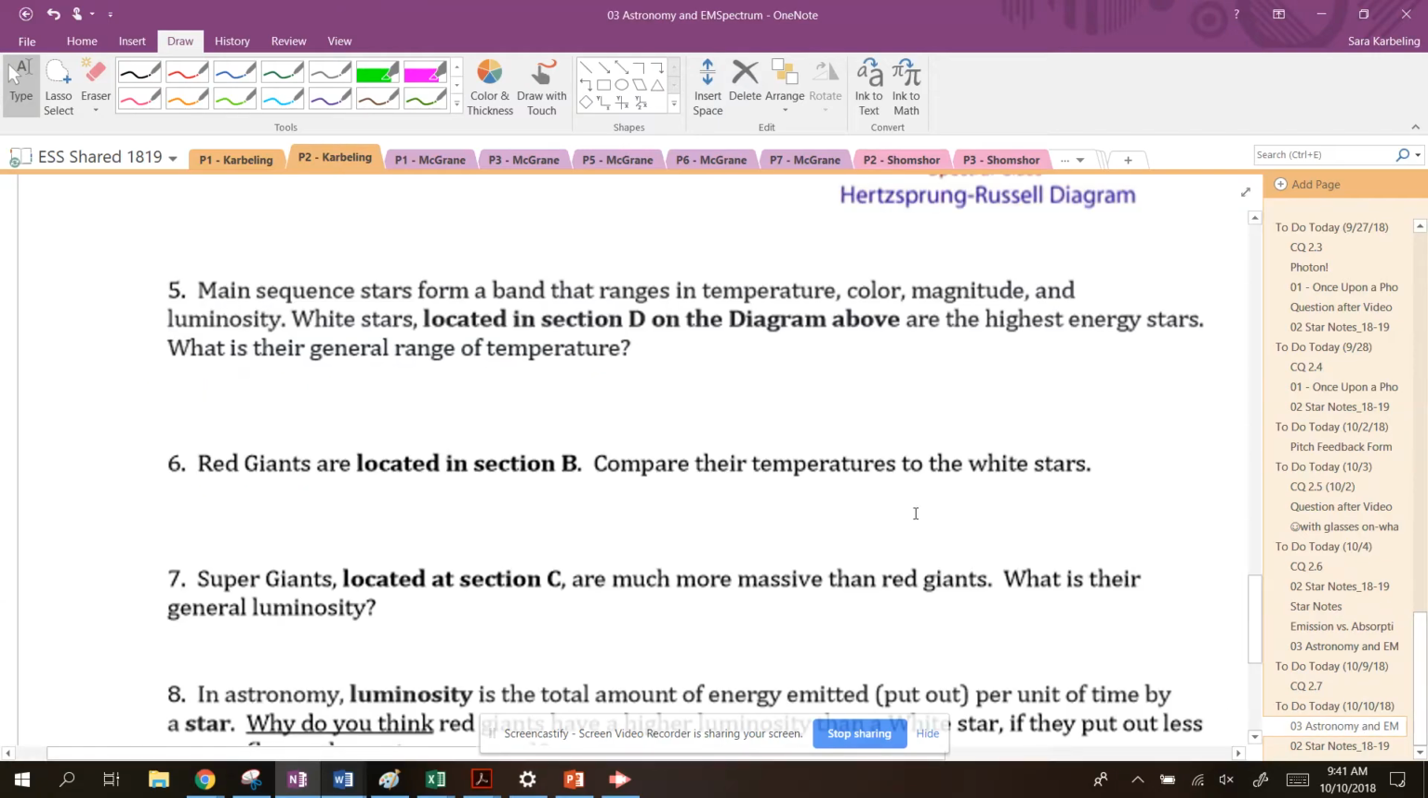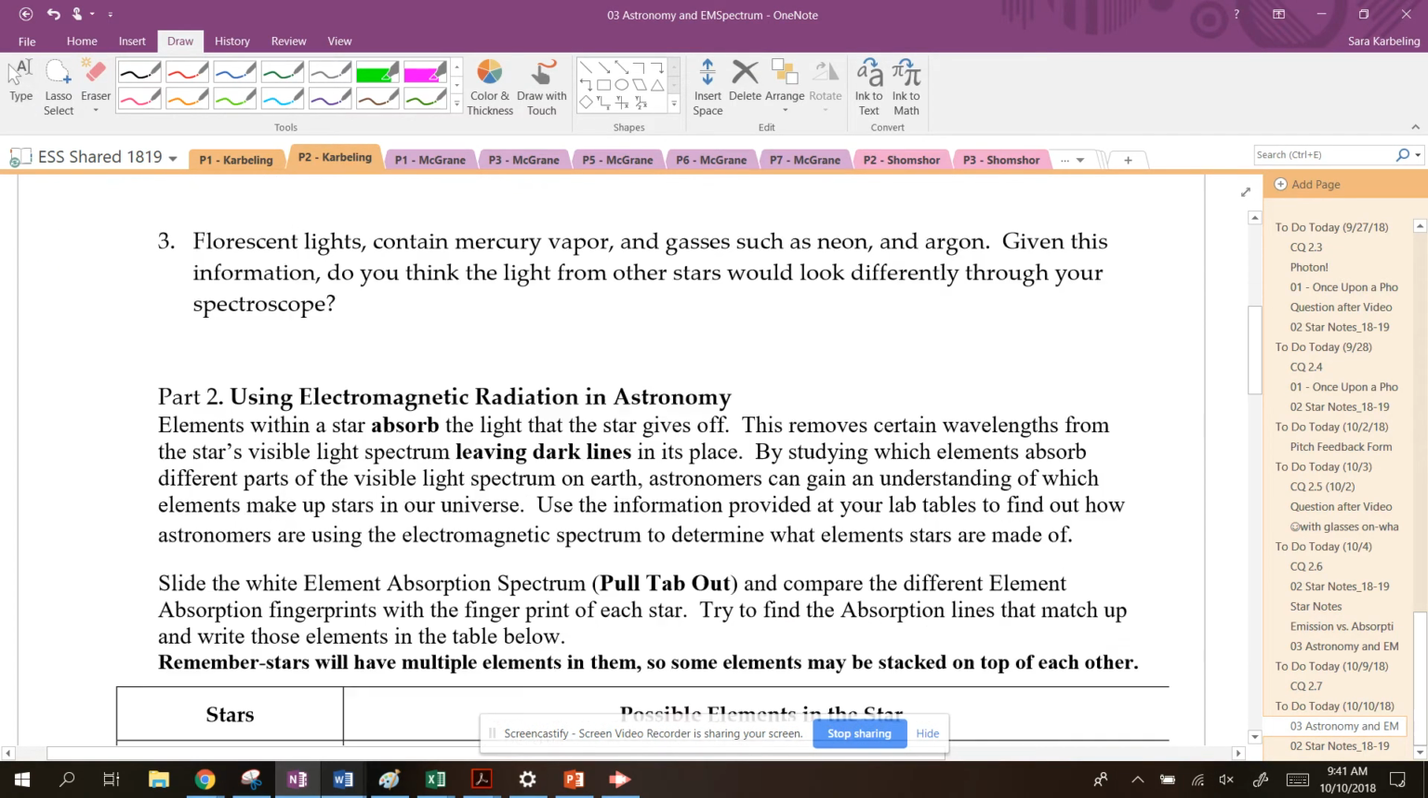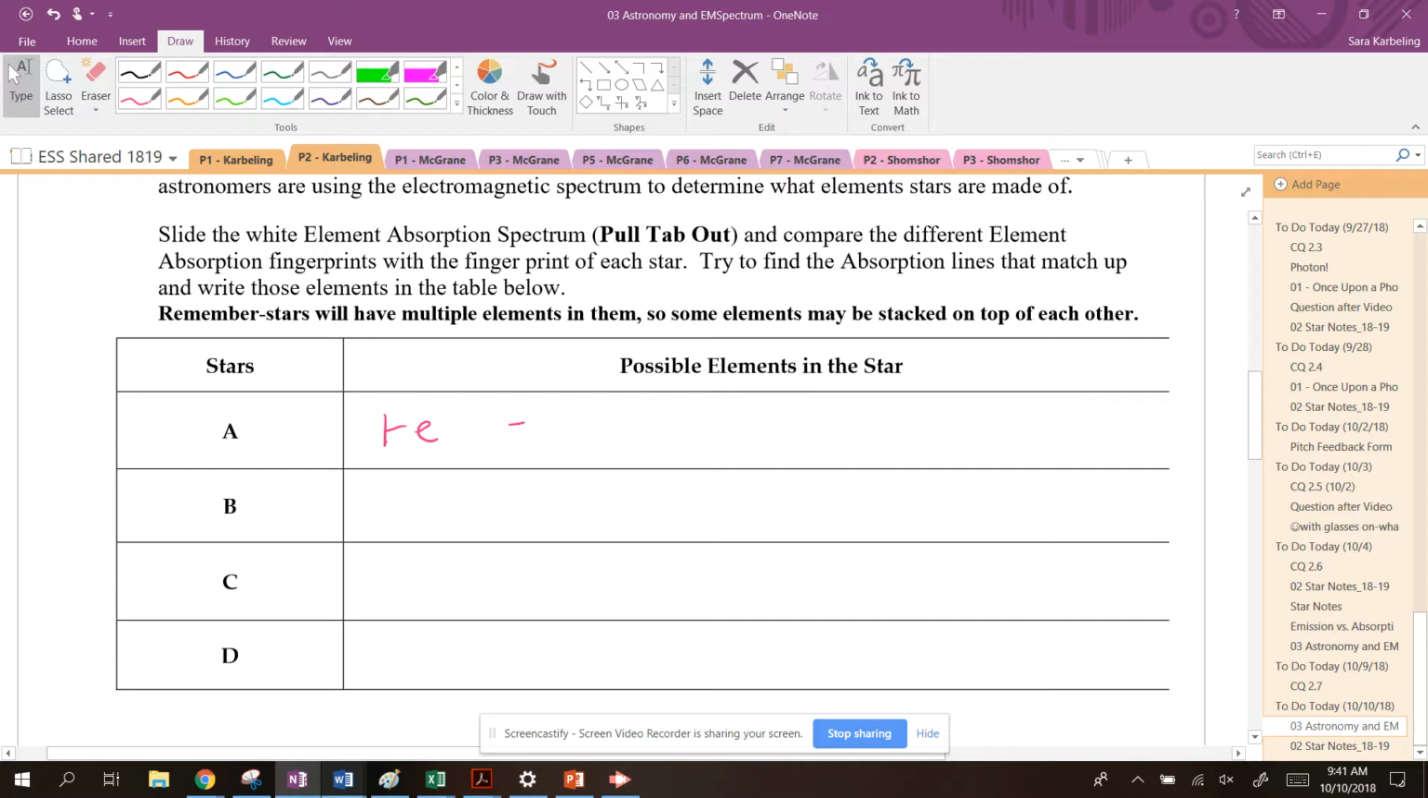Can I remind you really quickly of where we were on this? You were looking at the stars. You looked at star A and you lined it up with the lines. So just to remind you of where we were and how to do this.